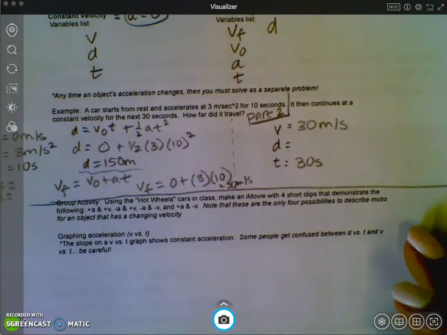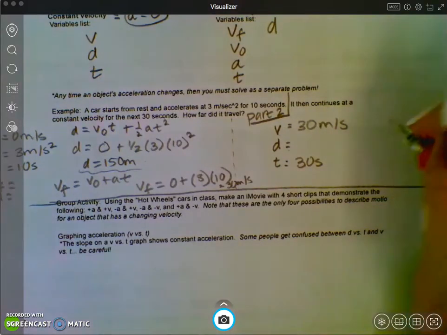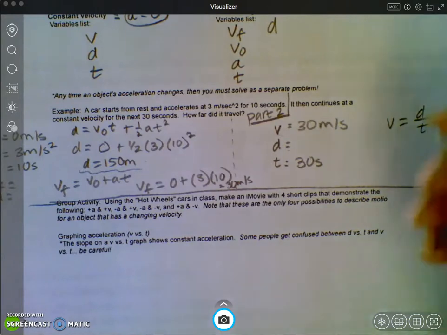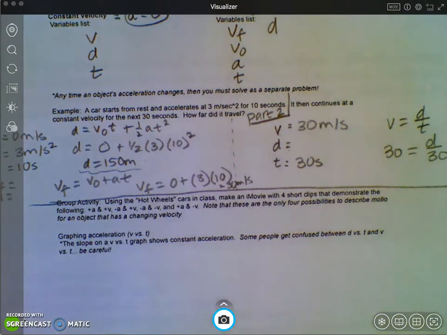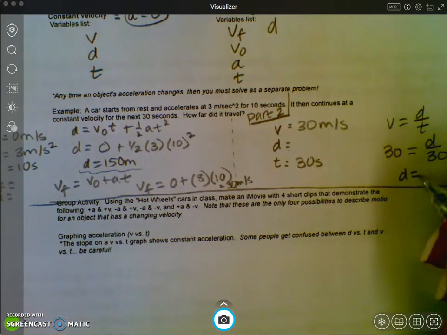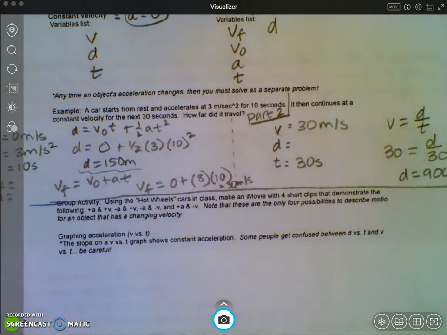Now part 2, there's no decision to make about equation because there's only one equation for constant velocity. So we plug into that. So 30 equals d over 30. Did I do that right? Yes, I did. Okay, so then d becomes 30 times 30, right? Because we have to multiply 30 to both sides, and we get 900 meters.